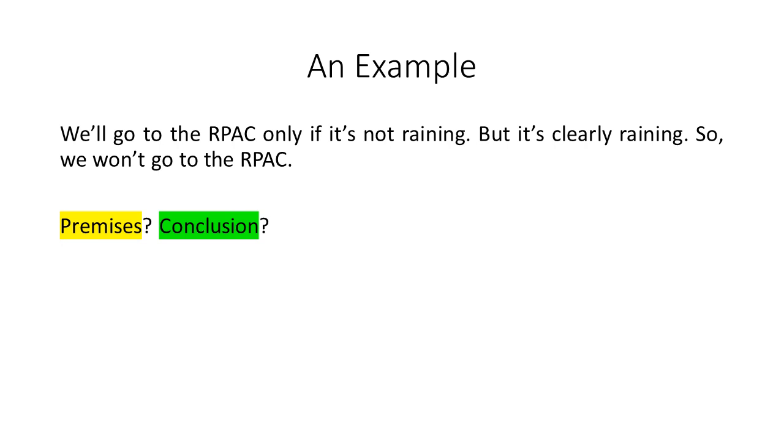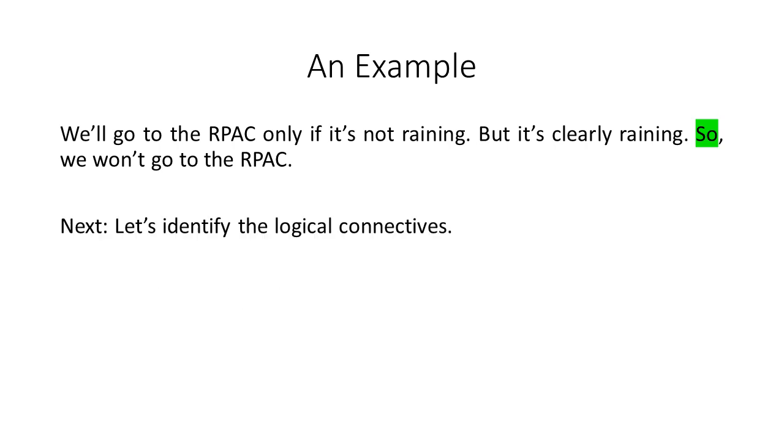So I'm going to highlight premises in yellow and the conclusion in green. Here's our conclusion indicator word, "so." All right, so next, let's identify the logical connectives.